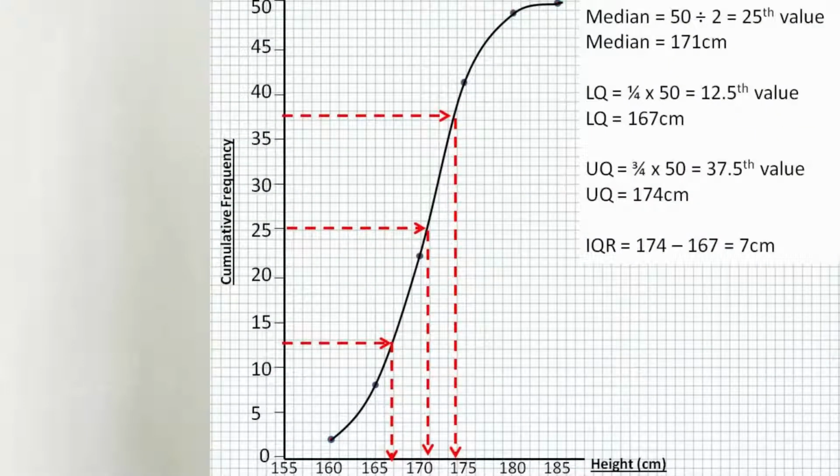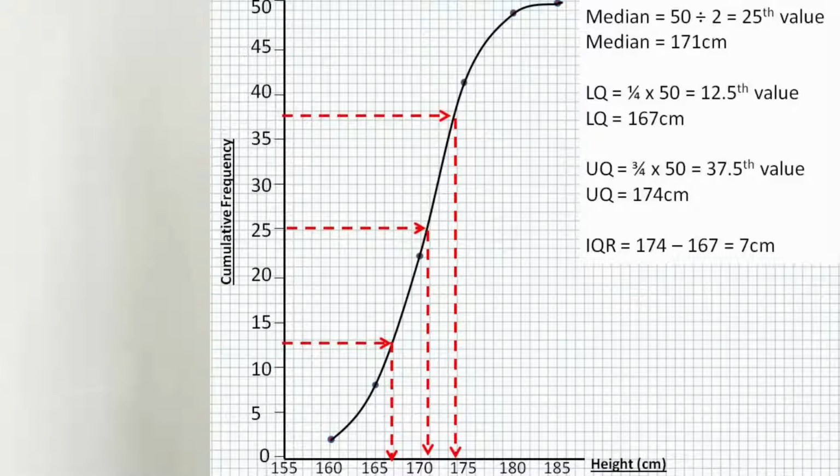Here's an example of what a graph should look like. As you can see, the cumulative frequency is up the y-axis and the height plotted with the upper bound is on the x-axis. Standard GCSE questions will generally get you to go on and calculate the median and the interquartile range. In order to calculate the median, you take the total frequency and divide it by 2. This tells you that the median will be located at the 25th value.